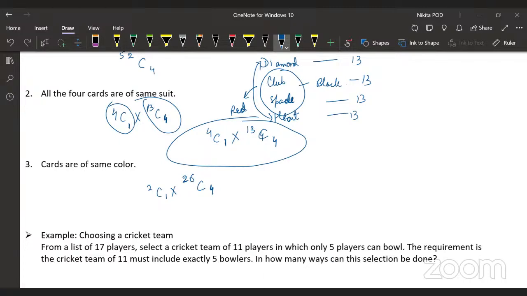So questions from cards are very common. In many places you will see questions from there.